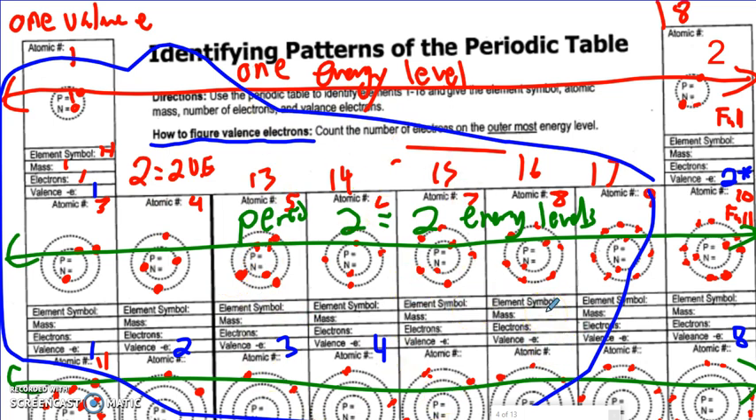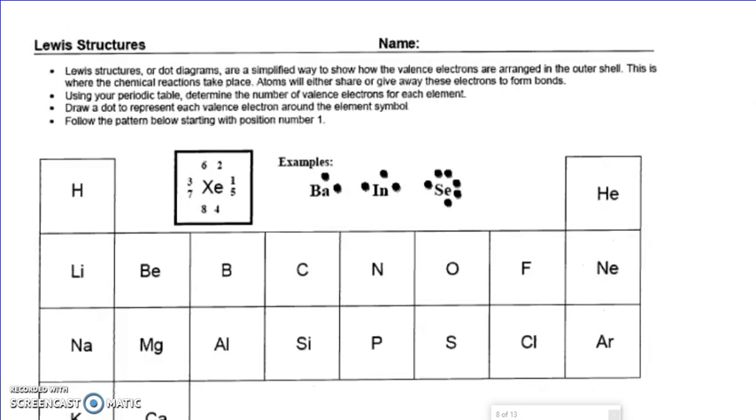Okay? So that's all we're going to do with this page. And you probably have a bunch of blanks on these boxes. Don't care. That's fine. The most important thing on here is figuring out these patterns between the groups and the periods, with how many energy levels they have and with how many valence electrons there are. All right, so I'm going to shift you ahead to the next page.